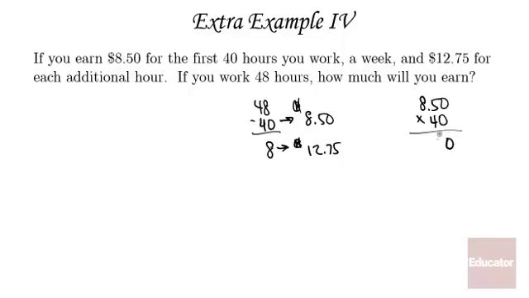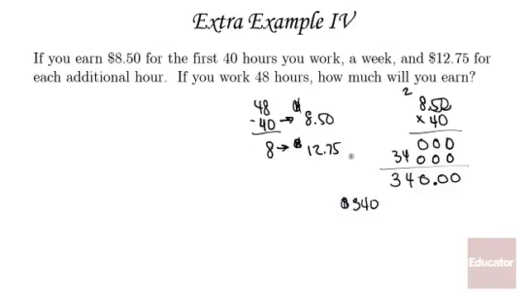0 across the top here, and then we have, hold the place, 0, 20, 32, 33, 34. Okay, remember when multiplying decimals that you have to count your decimal places at the end, 1, 2. So for the first 40 hours, this person will be making $340.